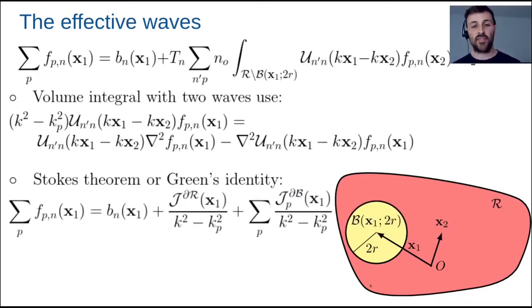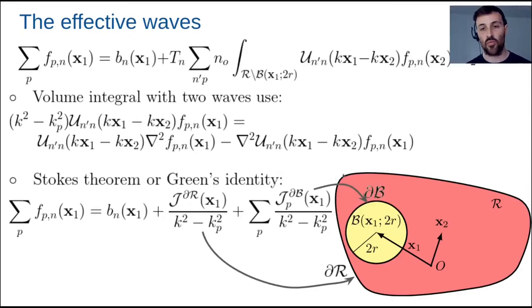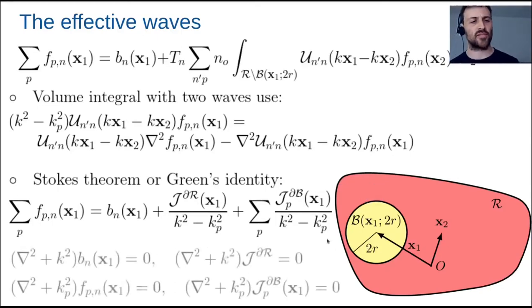In this case, we get two surface integrals, one over the surface of the material and one over the surface of this exclusion ball. Very interesting. Why? What consequence does that have? And it turns out then that the results of these components now satisfy different wave equations as well.